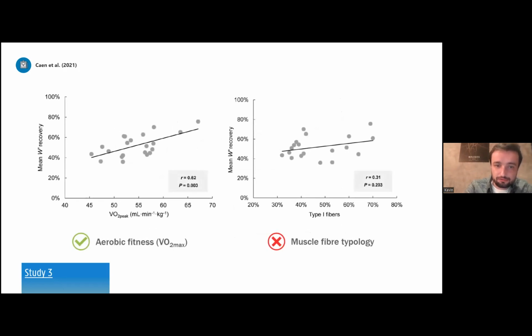If we look at the individual factors, we found a correlation between W prime recovery and VO2 max, which we just took as a general parameter for physical fitness, cardiorespiratory fitness. We also took muscle biopsies in that study. We did not find a correlation there, not because I don't believe there's a correlation, but I think it's more methodological, that we didn't find it because of the amount of muscle fibers and so on. We'll not go deeper into that, but I think it's already nice that we found a correlation between the VO2 max and W prime recovery in that study.